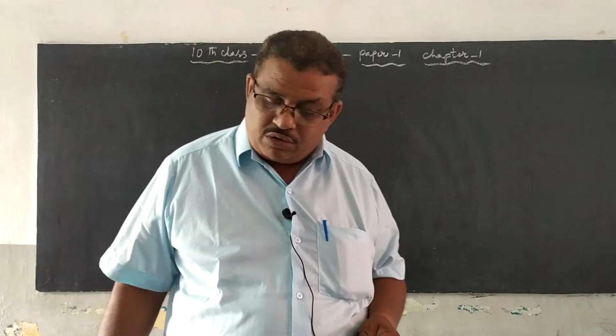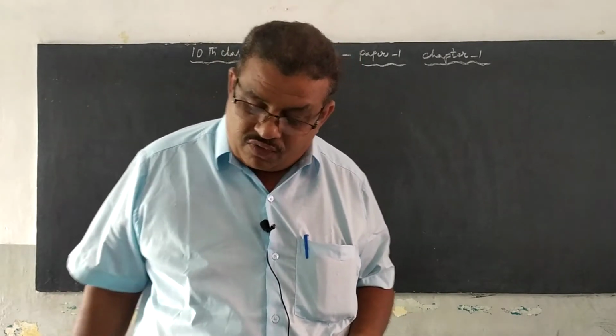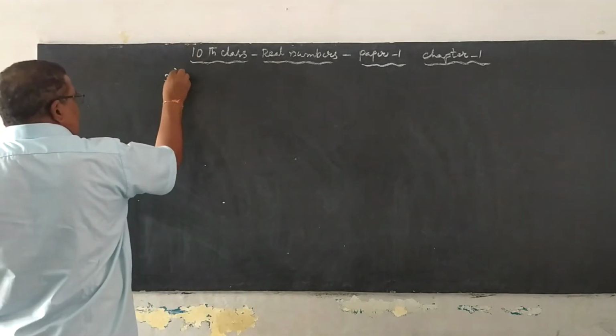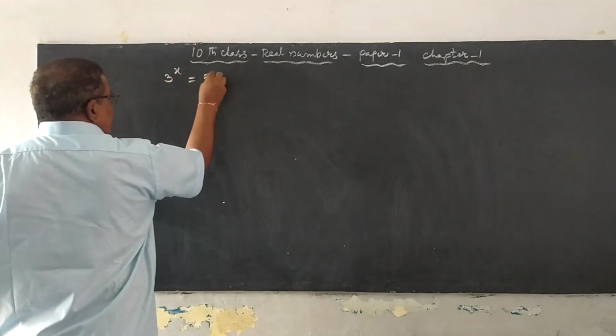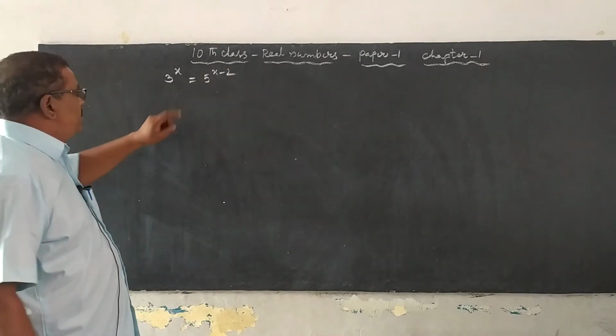Page number 22, example 13. Solve 3 power x is equal to 5 power x minus 2. How do we solve this? See here.